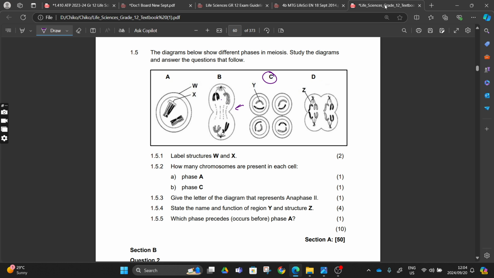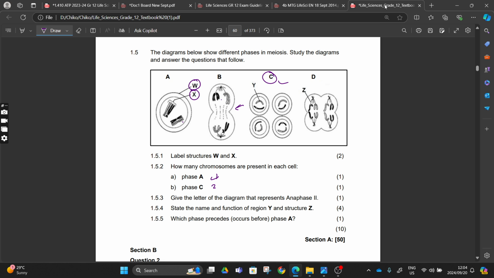Label structures W and X: cell membrane and homologous chromosomes. How many chromosomes are present in each cell? Phase A, where is phase A? 1, 2, 3, 4. And phase C: 1, 2. This one will be 4, this one will be 2. Give the letter of the diagram that represents anaphase 2.